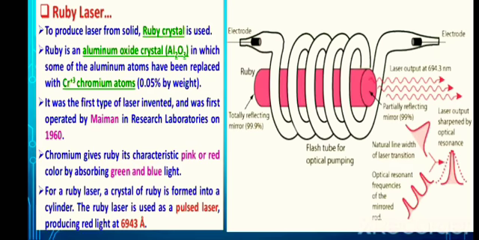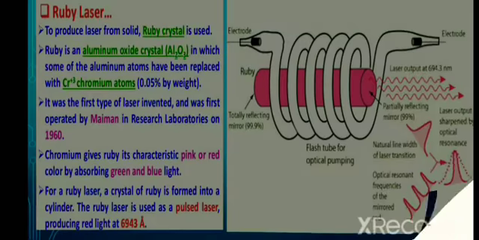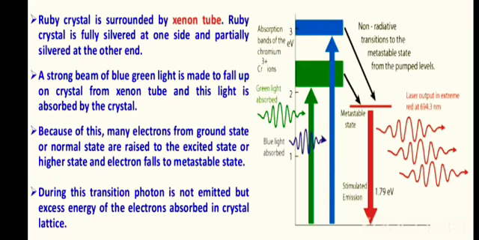For a ruby laser, a crystal of ruby is formed into a cylinder. The ruby laser is used as a pulsed laser, producing red light at 6943 angstrom units. The ruby crystal is surrounded by a xenon tube as shown in the previous diagram. The ruby crystal is fully silvered at one side and partially silvered at the other.